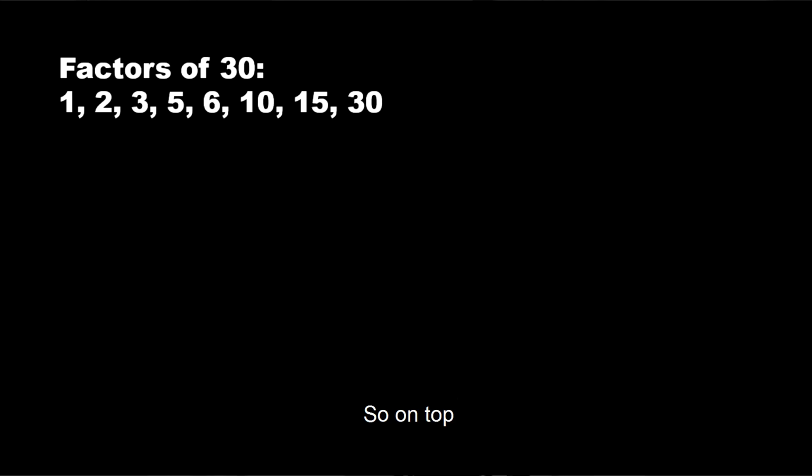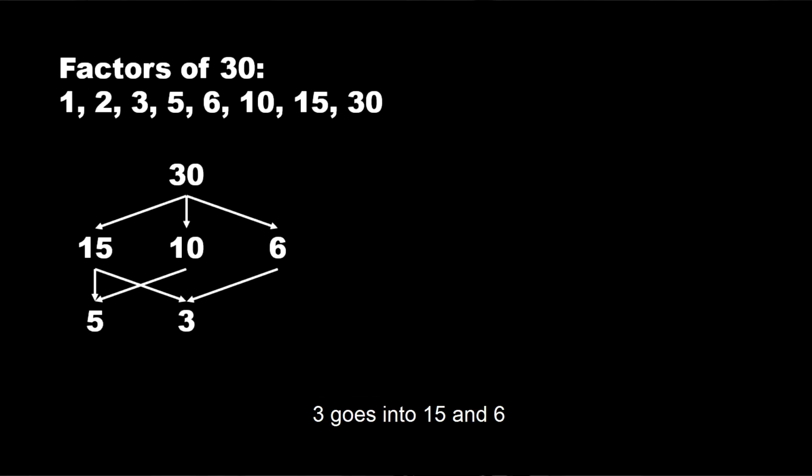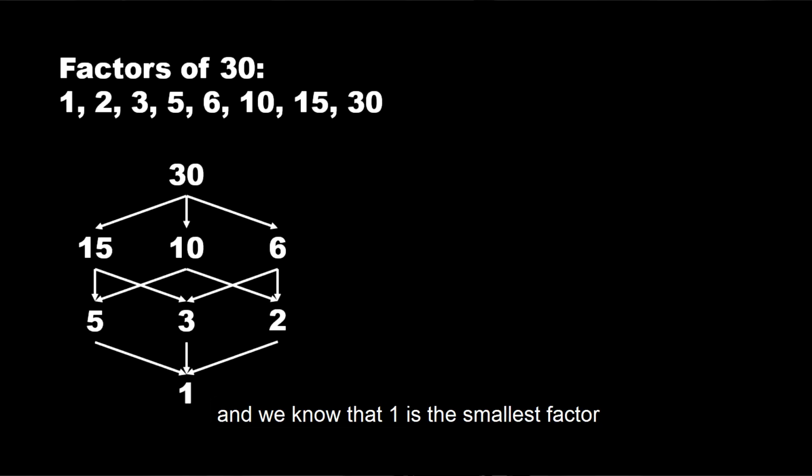So on top, we have our great-grandparent, 30, and then 15, 10, and 6. 5 goes into 15 and 10, 3 goes into 15 and 6, while 2 goes into 10 and 6, right? And we know that 1 is the smallest factor of all numbers. If you notice, there's some kind of hierarchy going on here, isn't it? From top to bottom, from left to right, from a greater number to a smaller number.